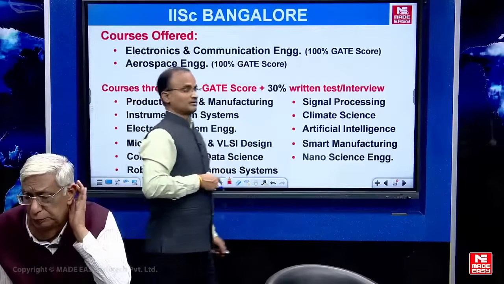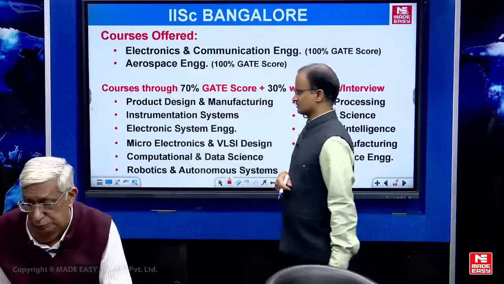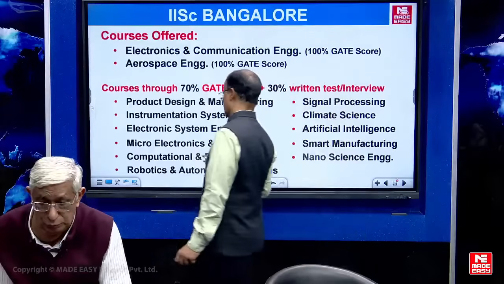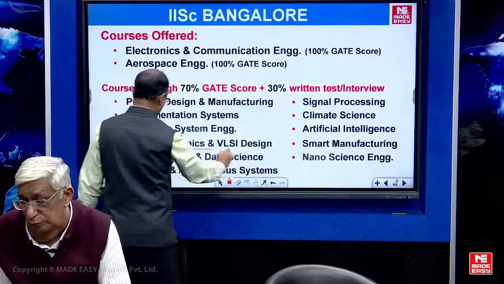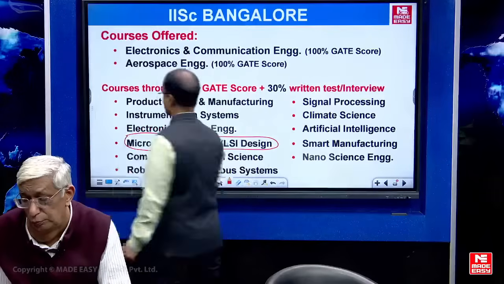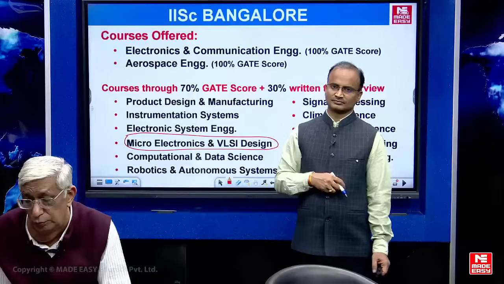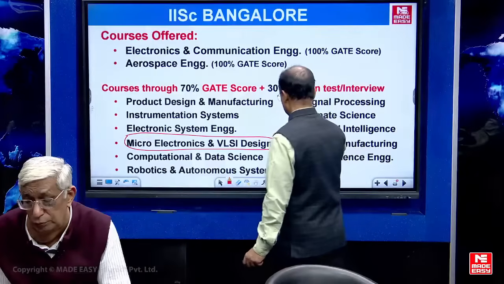Now this is the priority. Previously already concluded. The first priority always goes to which one here? Microelectronics and VLSI is the first priority.